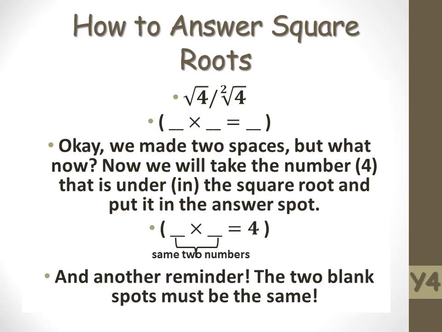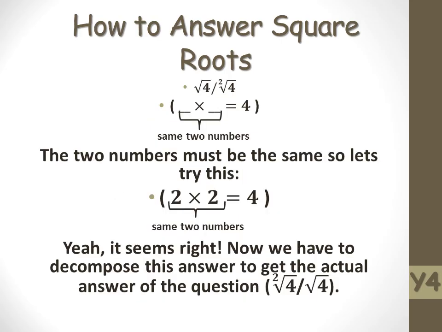Okay, another quick reminder. The two blank spaces must be the same. So 1 times 1, 2 times 2, 3 times 3, and so on. But now the answer is 4, so we have to make a multiplication. Let's try this. 2 times 2. Let's check. The same two numbers, 2 and 2, with a multiply symbol between them and the answer is 4, that's the number under the square root. Okay, that seems perfectly fine.